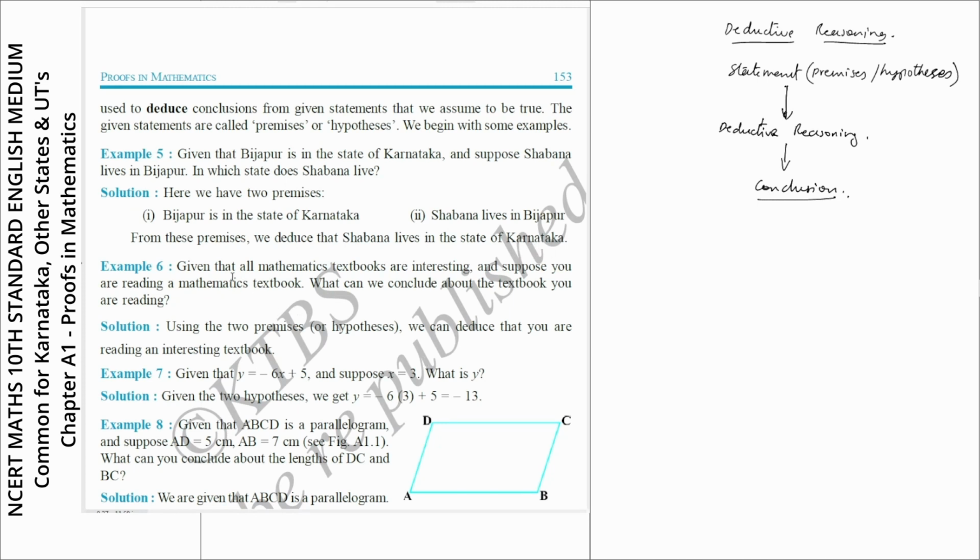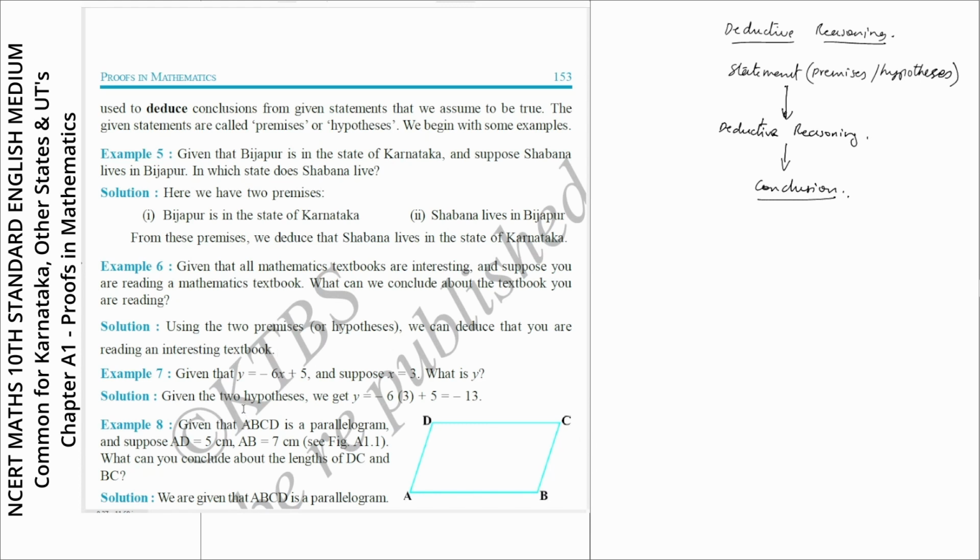Example 6: given that all mathematics textbooks are interesting, and suppose you are reading a mathematics textbook, what can we conclude about the textbook you are reading? So here there are two hypotheses. The first is all mathematics textbooks are interesting. The second is you are reading a mathematics textbook. Now what is the conclusion? Our conclusion is that the textbook we are reading is interesting. Using the two premises we can deduce that you are reading an interesting textbook.